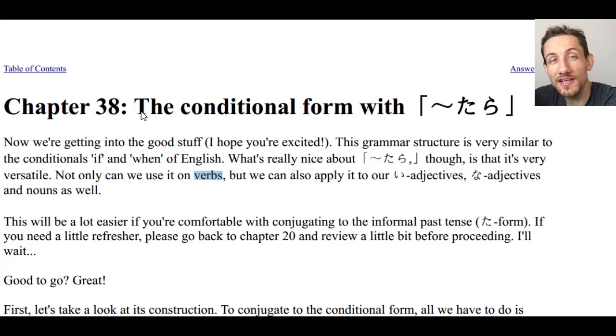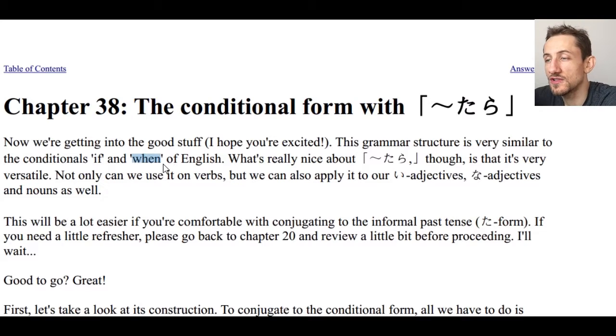Today, we're going to be looking at chapter 38 and we're going to learn how to use the conditional form. So, basically, this is kind of like the if and when of the English language. By the end of the lesson, we'll know how to say things like, if it rains, I won't go to the park, or if I have time, I will study Japanese.